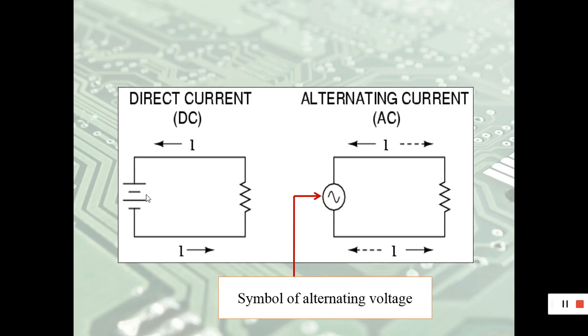For example, if we talk about electron, the direction is from negative to positive. If we talk about direction of current, the direction is from positive to negative. For direct current, the direction is only one way. But for the alternating current, the movement of the electron or the current is back and forth, two ways. And this is the symbol for alternating voltage.